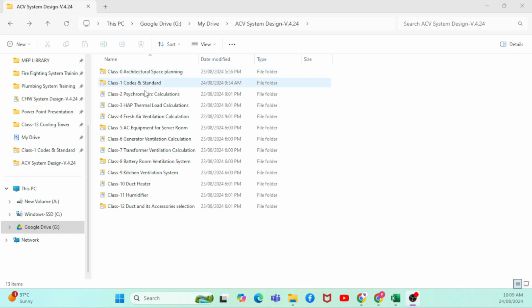then code set standards, psychometric calculations, thermal load calculations, fresh air load, ventilation calculations, AC equipment for server room, generator ventilation calculation, transformer ventilation calculation, battery room ventilation system, kitchen ventilation system, duct heater, humidifier, and duct sizing and its accessory selections. So basically, if you go through this particular folder, you can go through one by one, and all the materials we provided are meant to help you design the air conditioning and ventilation system project.